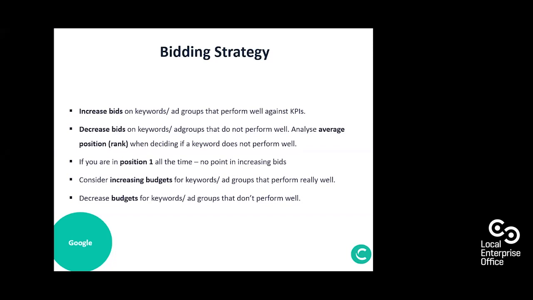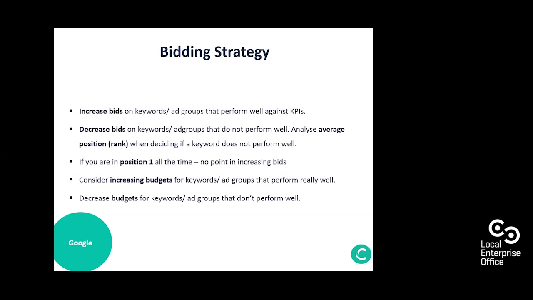Bidding strategy then. Again, it's relatively self-evident, I would say. You increase bids on keywords or ad groups that perform well against your KPIs. So in other words, they're returning on investment. So obviously you spend more of your budget there.